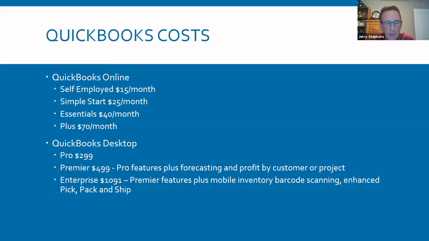And then the Enterprise version is $1,091. That gets into a lot of other functionality like barcode scanning for inventory, things that a lot of smaller businesses would not have a need for, but it does fit the need for other companies out there.